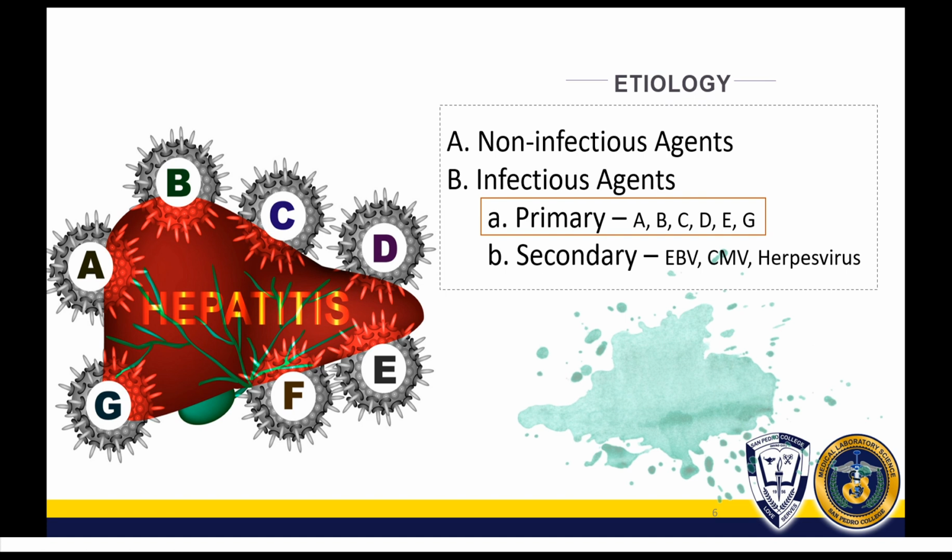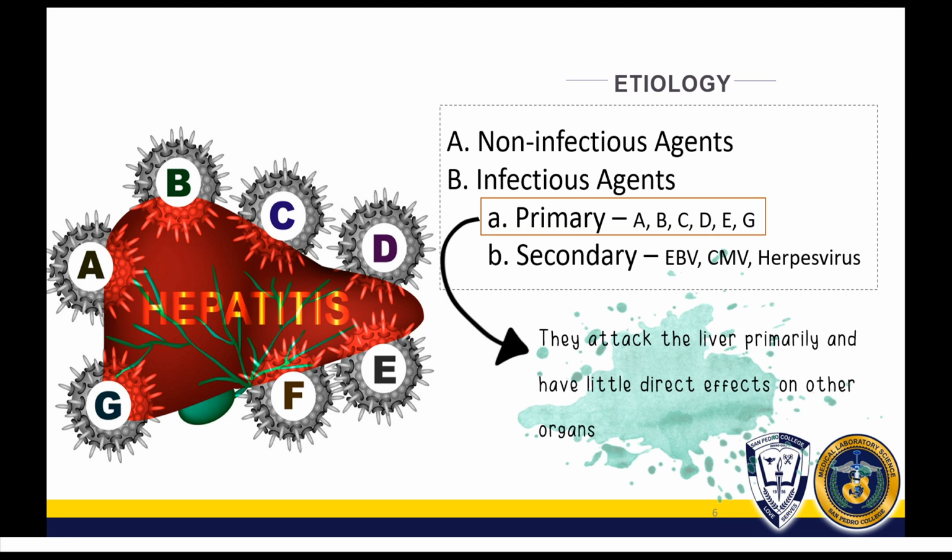Kaya sila tinawag na primary hepatitis is because they can cause direct damage to the liver with little effects on other organs. Meaning, these viruses have tropism to our liver primarily, tsaka wala masyado silang effect on other organs. The virus ha, yung pinag-usapan natin dito virus. The virus has direct effects on our liver. They have little to no direct effect on other organs. Yun yung characteristic ng primary hepatitis virus.